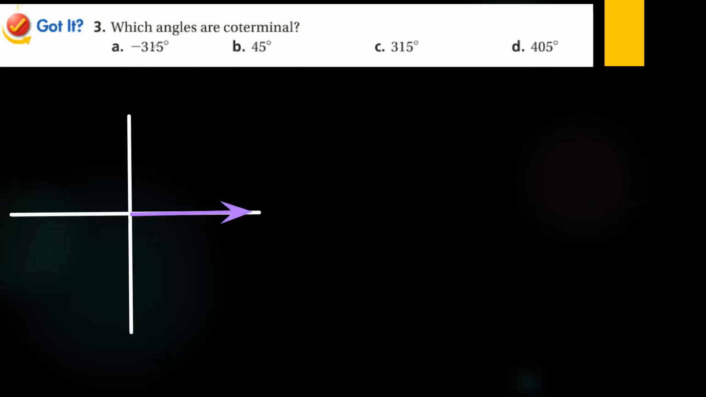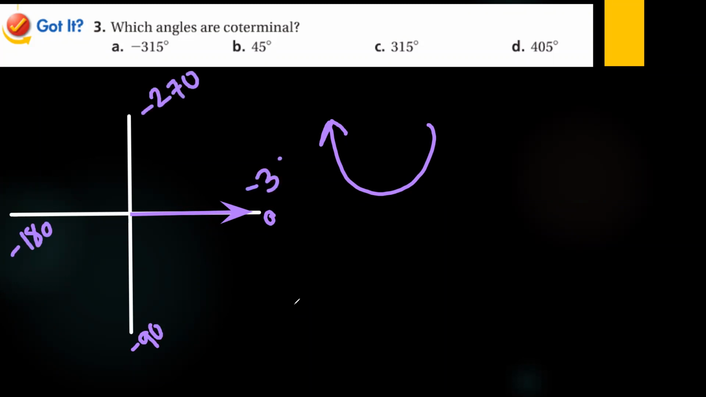Now here we have negative 350. Okay, so it's negative, Habiba, so that means I have to go clockwise. Then this is 0. This is negative 90. This is negative 180. This is negative 270. And here negative 360.